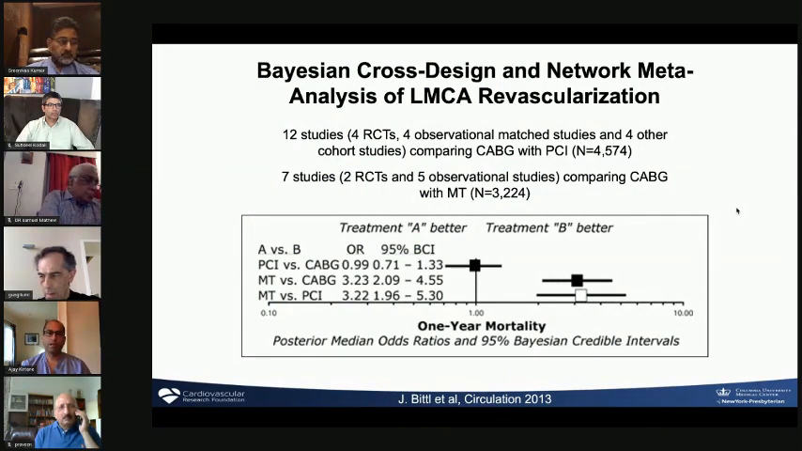Now, we don't have randomized PCI versus medical therapy data. Similarly, many people have criticized these older surgical studies for saying that there were no statins and there was no medical therapy in these trials. But recall, these studies were relatively small studies that showed a true mortality benefit.